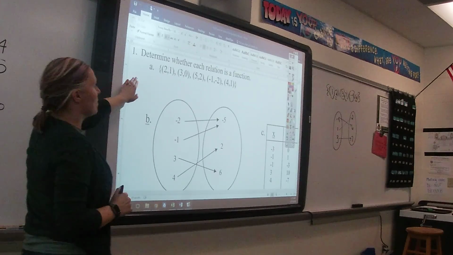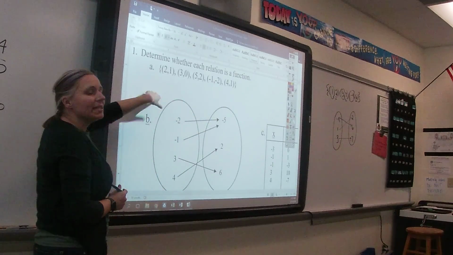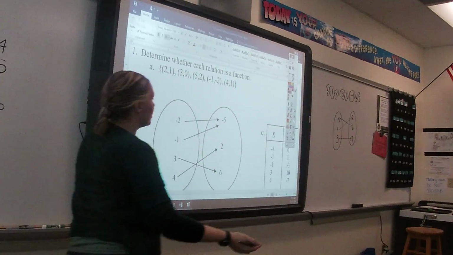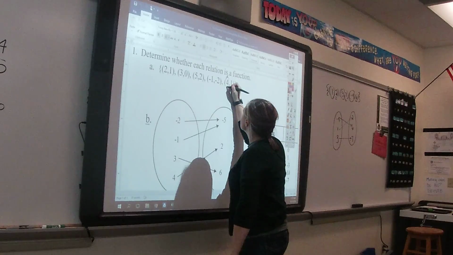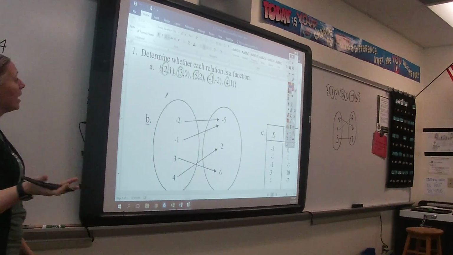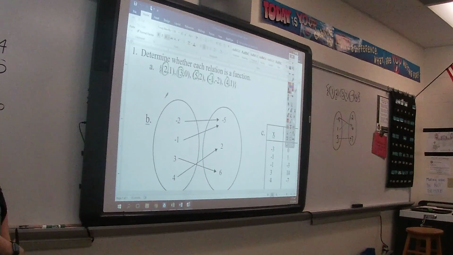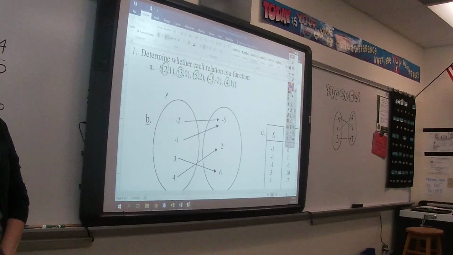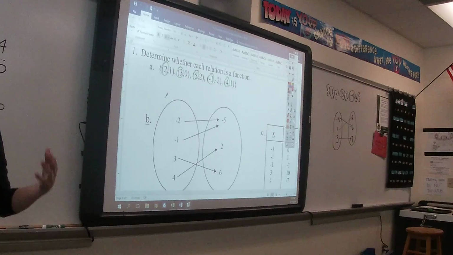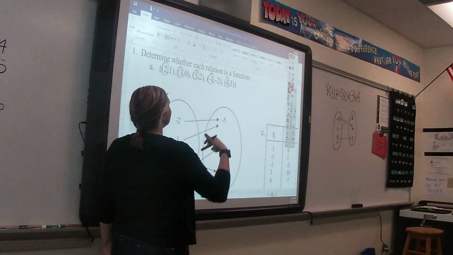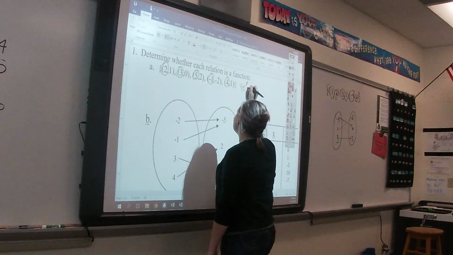Okay, so if we look at A up here, how might we decide if it is a function or not? Look at the x values. And what do we want to decide about the x values? Are there any repeats? Does the x value repeat? No. So is this a function? Yes. It's a backwards question. That's annoying, but it is. Does the x value repeat? No. So is this a function? Yes, this is a function.